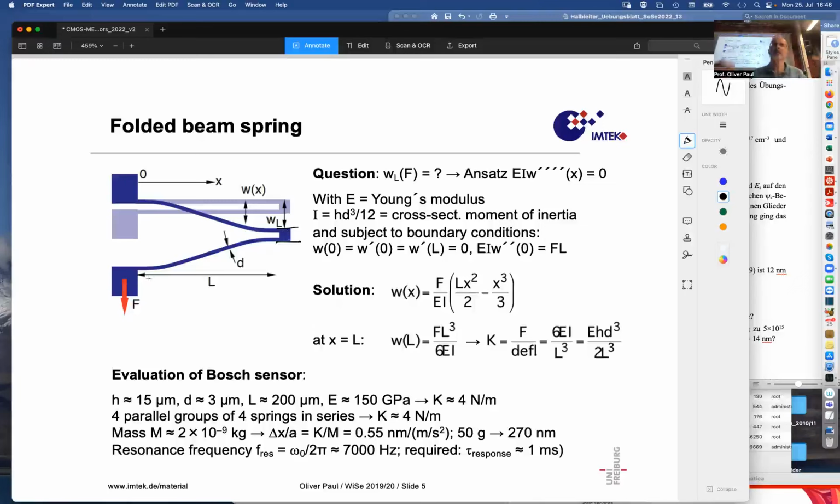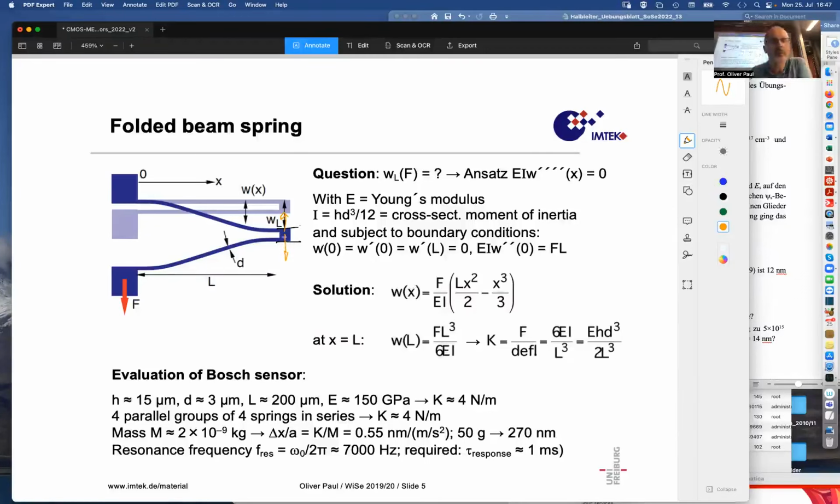In what sense? Under a force F, the single element will be deflected by some W at this position L. The length of the spring element is called L. And then if we have 2 of those, it's 2L. If you have 3 of those, 4 of those, it's 4L. So 4W under the same force. Here also the force is acting in this direction, and then of course there is the counter force, so action equals reaction.